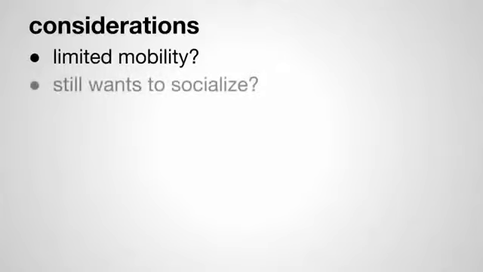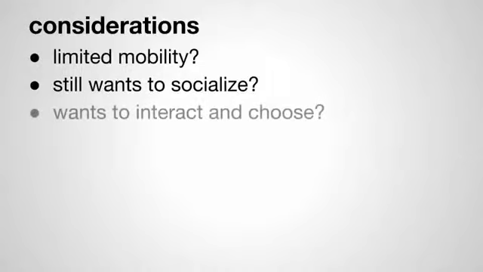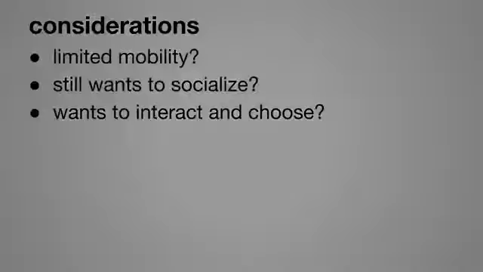And then as I was thinking about all these options, I began to think about some considerations. What if Myrtle has limited mobility? What if she can't walk very well because she's older, or she has lost some sense of balance, or she can't carry food and walk at the same time because she has an injury? But what if Myrtle still wants to socialize with people? What if she still wants to interact and choose her food? What would that be like?